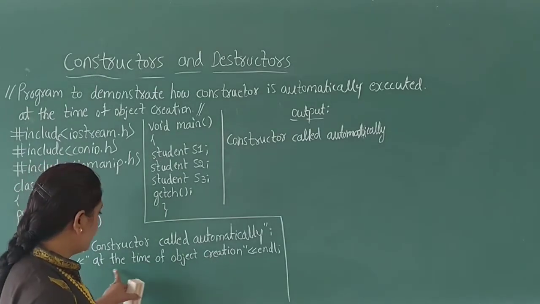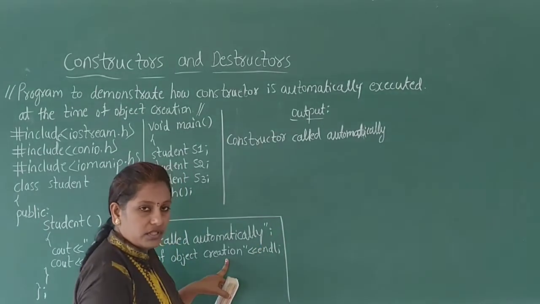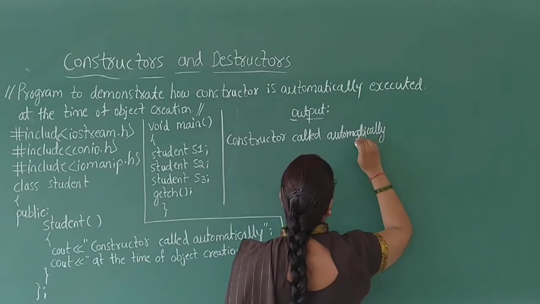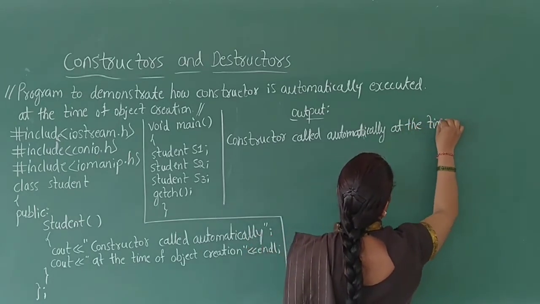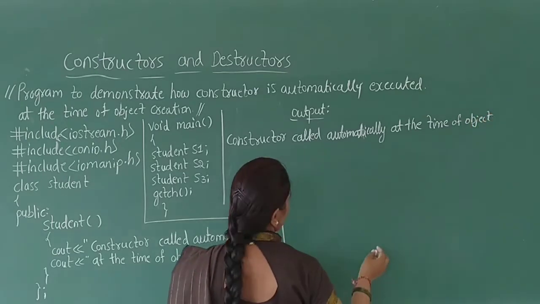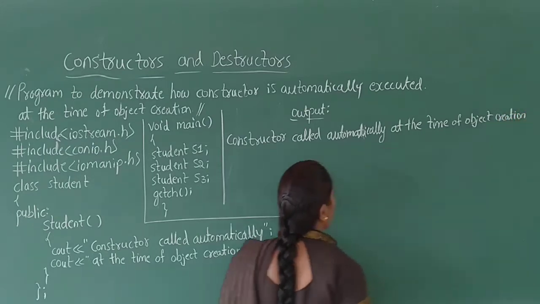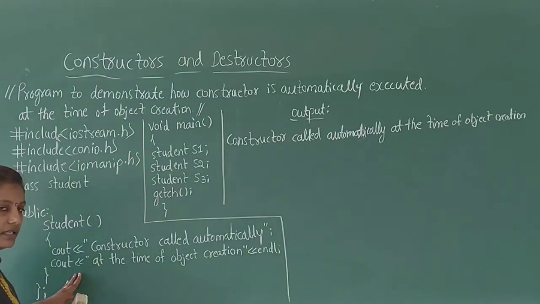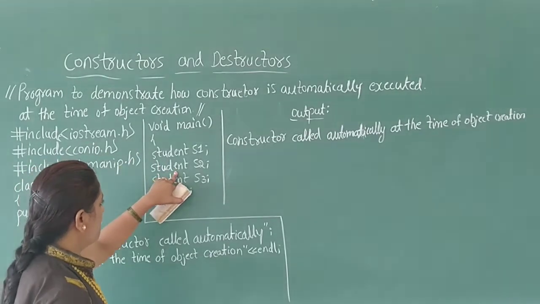Next, it executes the text at the time of object creation. Then the next statement continues after the word automatically: at the time of object creation. Here the constructor member function is ended and the class is ended.